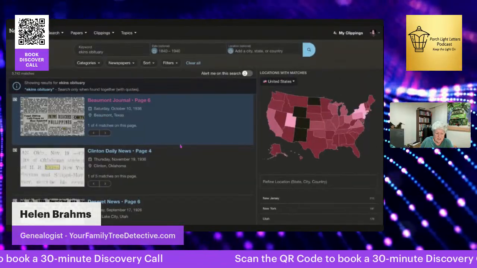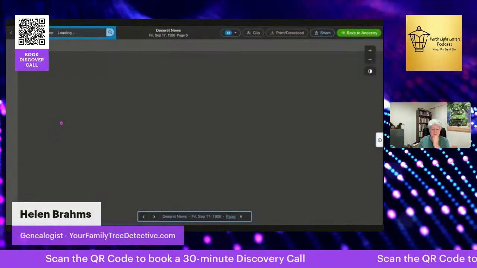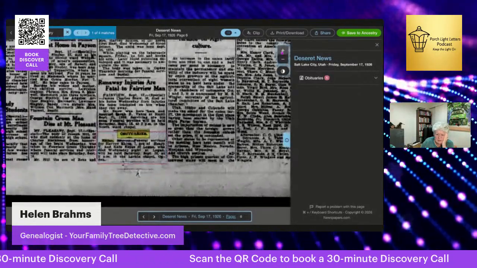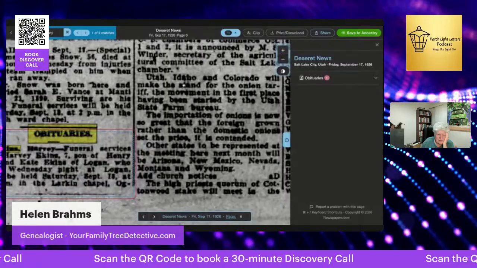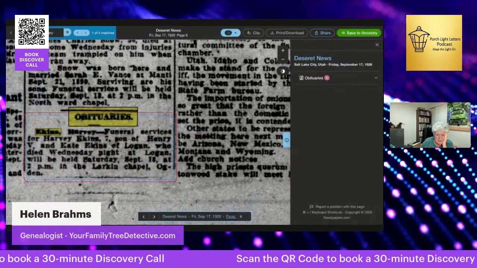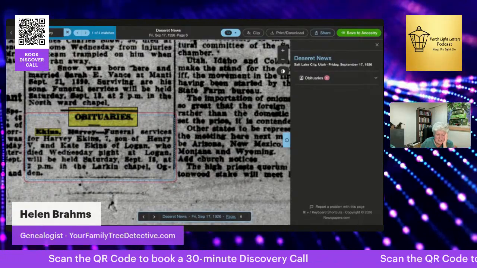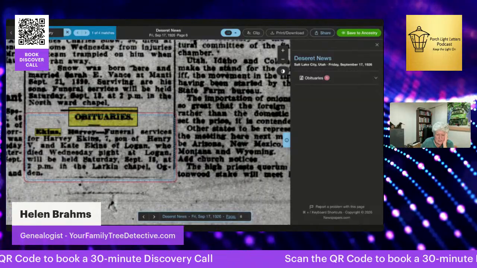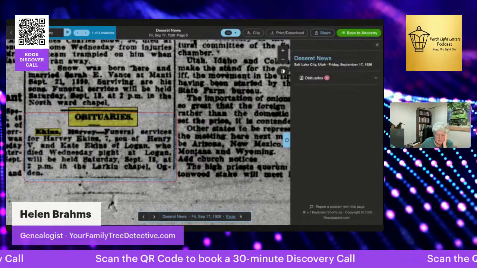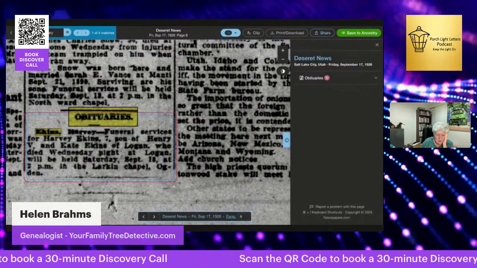All right, let's have a look here. Here's an obituary, an actual one for Eakins. Very tiny, all the way down the bottom here. Let's blow this up. Eakins, Harvey, funeral services for Harvey Eakins, 7. Why am I picking up kids? Son of Henry V. and Kate Eakins of Logan, who died Wednesday night at Logan, will be held Saturday, September the 18th at 2 p.m. in the Larkin Chapel, Ogden.